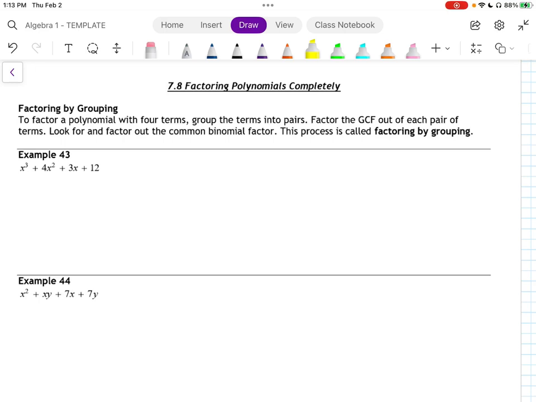All right, looking at section 8 now, factoring polynomials completely. The only thing that's really different about section 8 is that you're going to be given everything at once. You're going to have to try to factor things using all of our techniques, all together. And they list here factoring by grouping, but we've actually already been doing that.